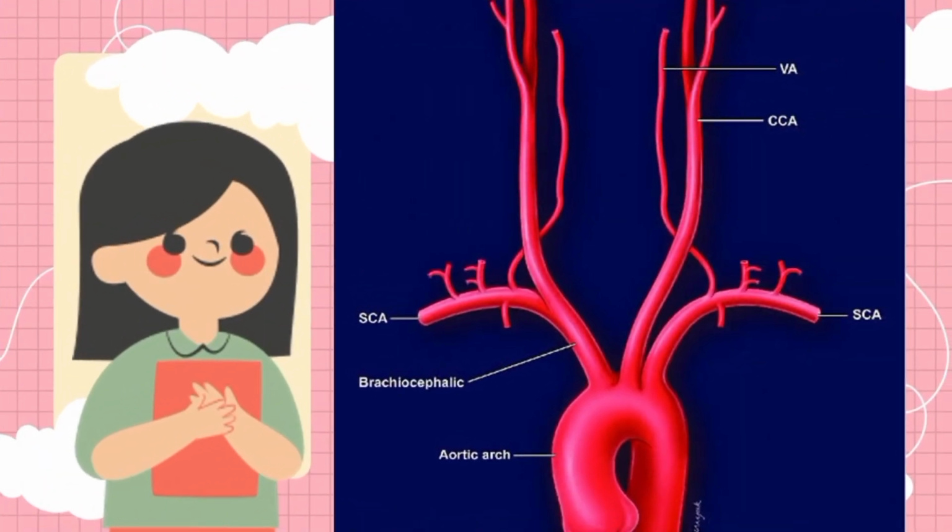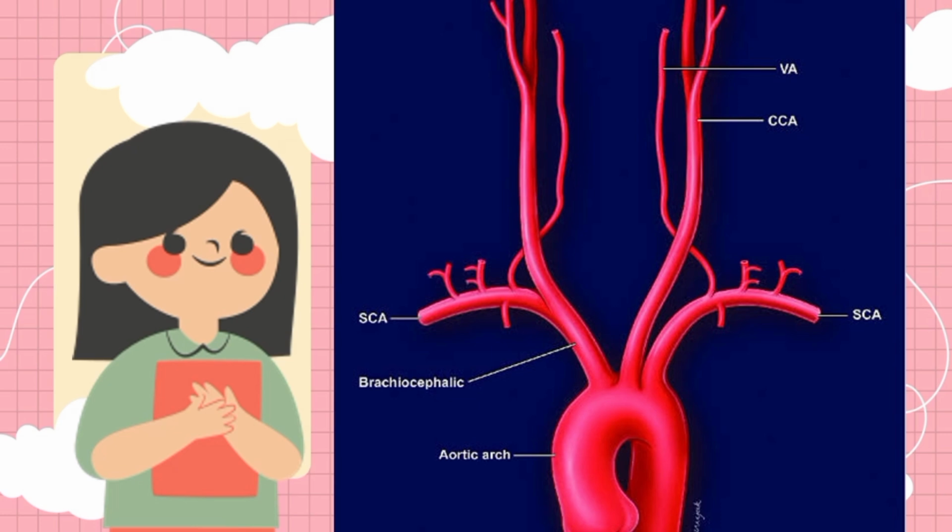So let's recap what we learned today. From arch of aorta, there are 3 bulges called aortic sinuses. Anterior aortic sinus gives rise to right coronary artery. Left posterior aortic sinus gives rise to left coronary artery. And right posterior aortic sinus is non-coronary sinus.